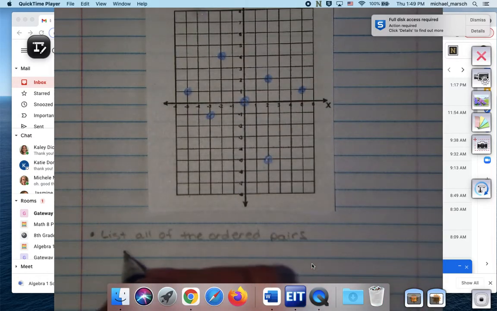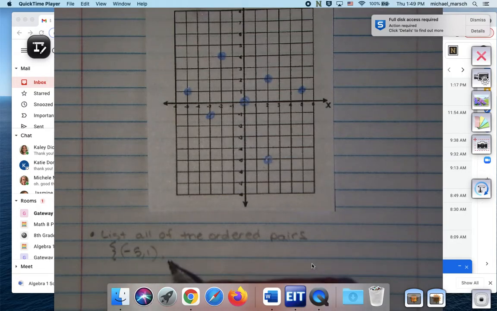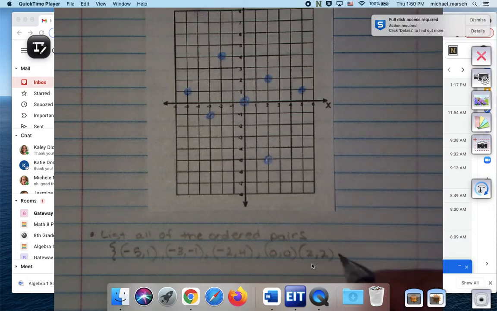So my first one's going to be negative 5, 1. Then I would have negative 3, negative 1. Negative 2, 4. 0, 0. 2, 2, 2, negative 5, and 5, 1.